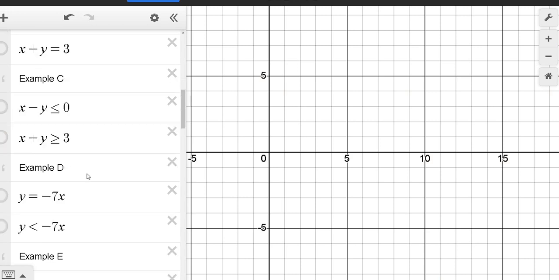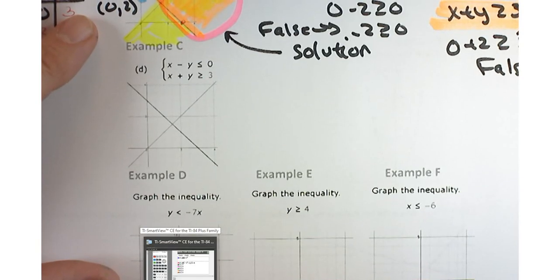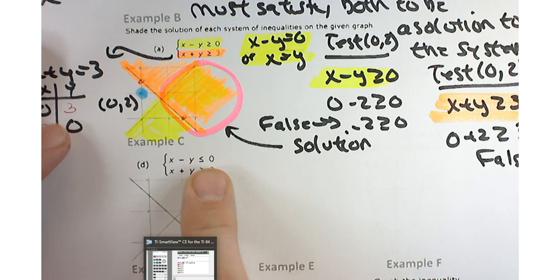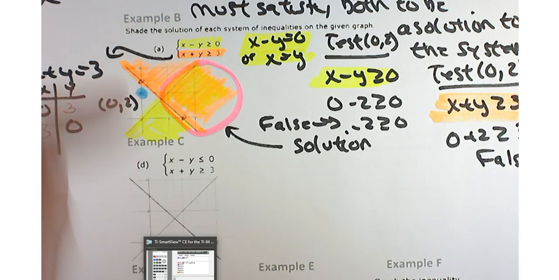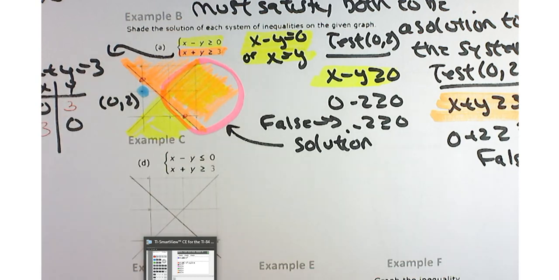Okay, let's look at example C. Example C is very similar to the previous example. Can anyone tell me the difference between example C and example B? First one's less than. Yeah, the first one here is a greater than, first one here is a less than. So I've switched the signs here, but the graph is going to be pretty much the same.